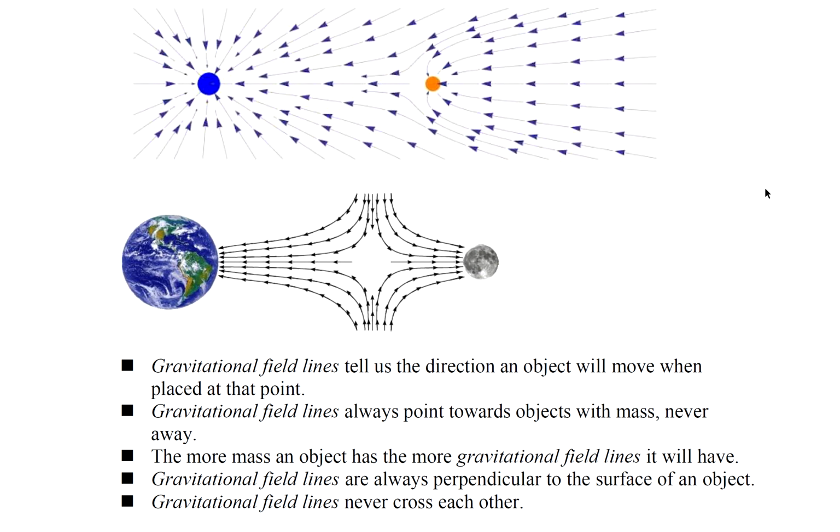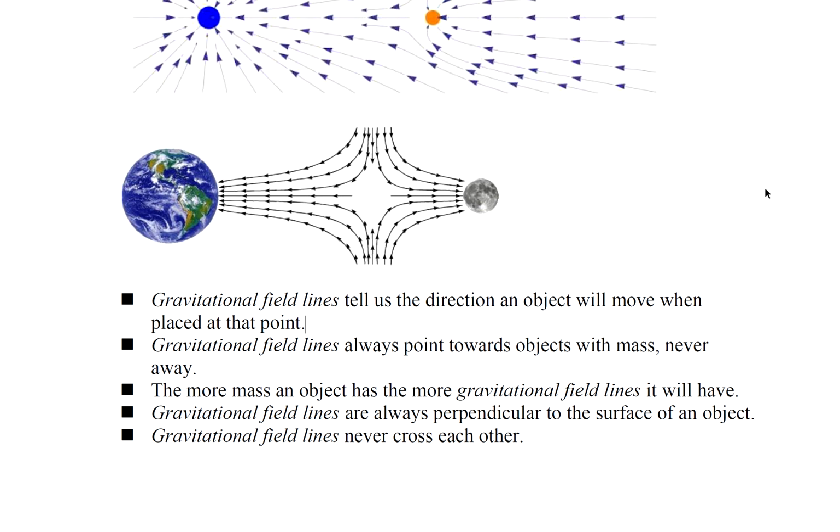Now if you look at the second image, you have the Earth and the Moon. The gravitational field strength of the Earth is stronger than that of the Moon, because if you look in the middle between the Earth and the Moon, the Earth pulls objects to itself even if it's closer to the Moon.